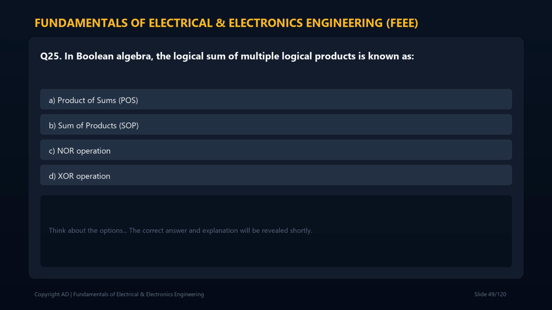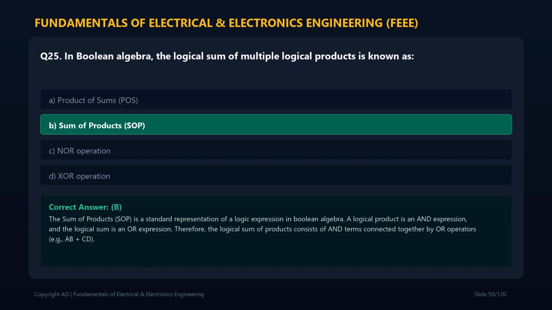Question 25. In Boolean algebra, the logical sum of multiple logical products is known as option A, product of sums. Option B, sum of products. Option C, NOR operation. Option D, XOR operation. The correct answer is B, sum of products.